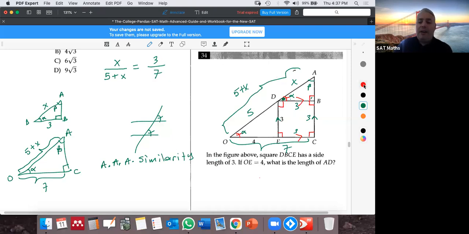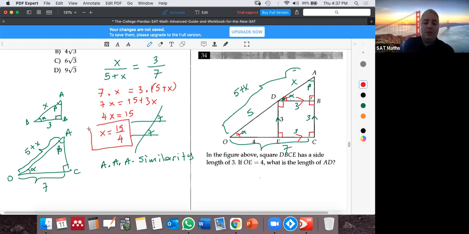And then how can I find the X? By cross multiplication. 7 times X is equal to 3 times 5 plus X. And then 7X is equal to 15 plus 3X. So 4X is equal to 15. If I take the other side, X is equal to 15 over 4, which is the solution of the question. The question is find AD. AD we call X. So X is calculated as 15 over 4. That's it. Any question?